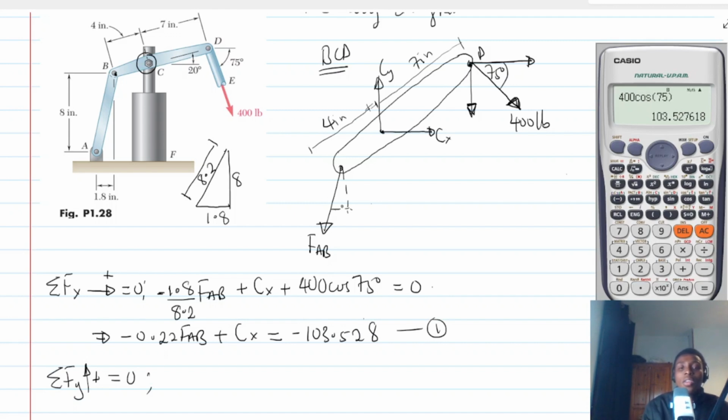The y component of FAB will come down and it's going to be minus. This time around, we are going to use the vertical side, 8 over the hypotenuse, which is 8.2, and then multiplied with the force. Then we will come to CY. Should be, oh no, we need to add. So the y component of the 400 pound force will come down. So it's going to be negative 400 sine 75, to be 0.